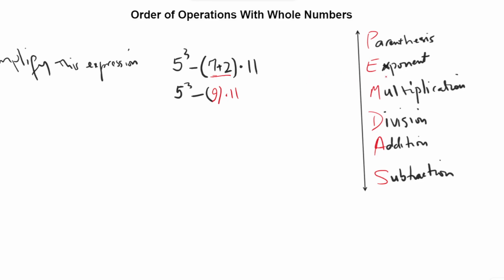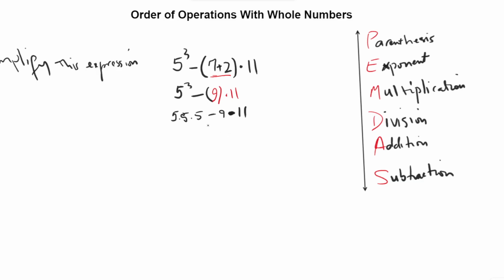The next step we need to do is exponent. We don't do the multiplication yet. We don't do the division yet if we have any. So let's take care of the exponents. We're going to take care of 5 cubed over here. 5 cubed is 5 taken 3 times as factors. This is 5 times 5 times 5, minus 9 times 11, because minus 9 in parentheses is the same as minus 9 over here.